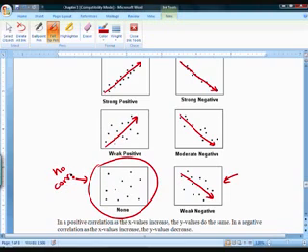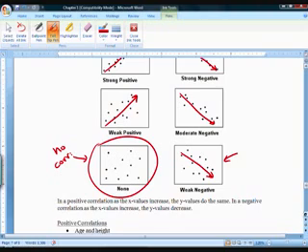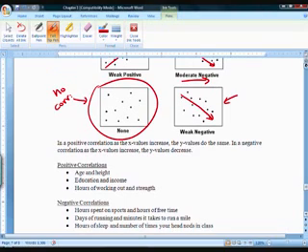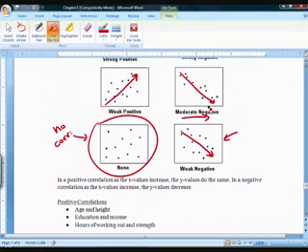So now that we've seen these different types of graphs, let's talk about different things that have correlations. In a positive correlation, since you're going uphill, as the x increases, as you travel to the right, you also travel up. As x increases, y also increases. A negative correlation, as you travel to the right, your graph goes down. So as x increases, y decreases.